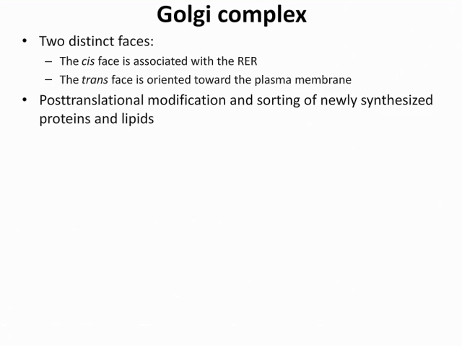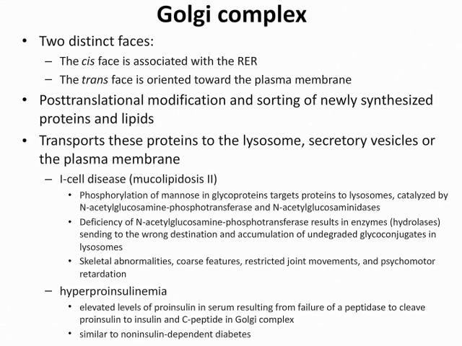So Golgi is responsible for post-translational modification and sorting of newly synthesized proteins and lipids. So after proteins are being made from the rough ER, they go to the manufacturer, the Golgi. Transport of these proteins to lysosomes, secretory vesicles, or the plasma membrane before they leave the cell. And here are two diseases that are associated with the Golgi, so just be sure to read them and know the details about them. So one, we have I-cell disease, which is also called mucolipidosis 2, and then we have hyperproinsulinemia.